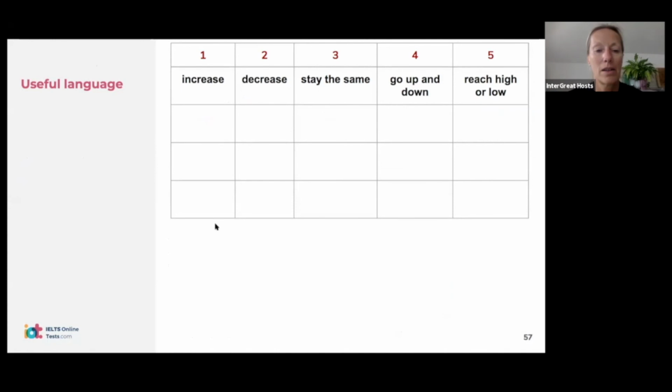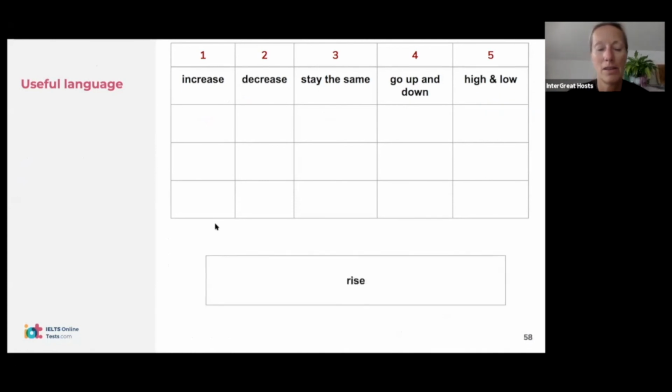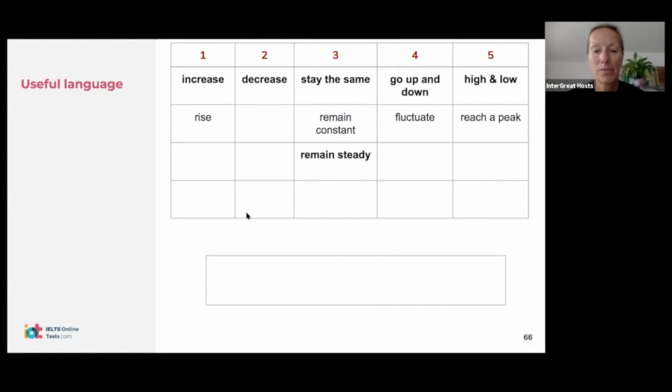Okay, so just tell me which one that should go in. 1, yeah. Remain constant. 3, that's right. Fluctuate. 4, yeah. Reach a peak. 5, yeah. Okay, that one's gone in there for some reason. Remain steady. Fall. Yeah, 2, yeah. Grow. 1. Rise and fall.